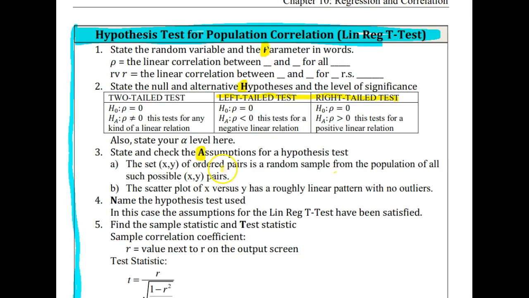Again, there's a really long list of assumptions that would need to be checked for linear regression, but in this level of class, we're just going to look at two of them. The set of XY ordered pairs in our sample is from the population of all such possible XY pairs, and we need to make sure that the scatter plot of X versus Y is roughly linear with no outliers.